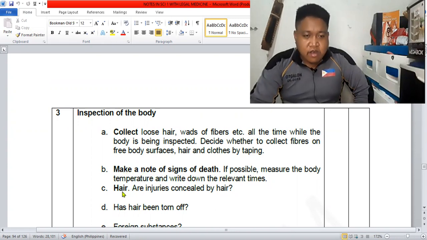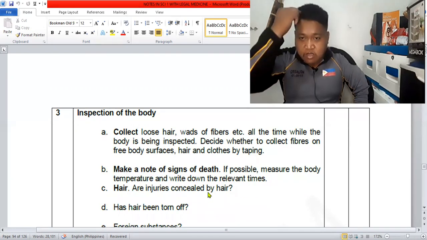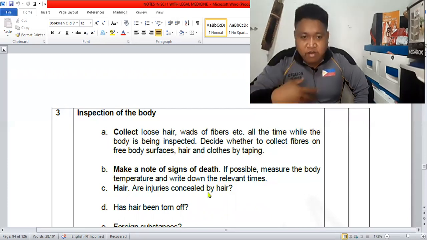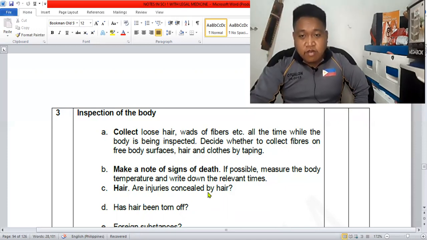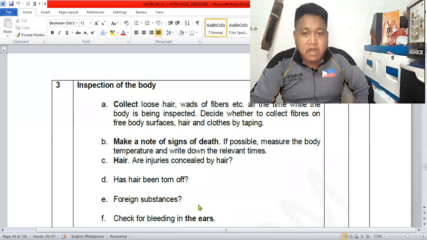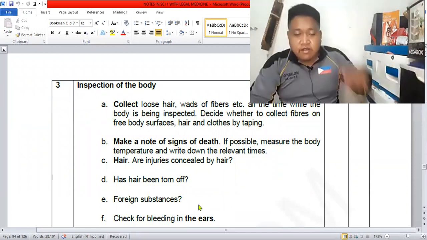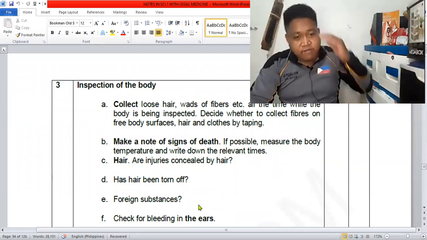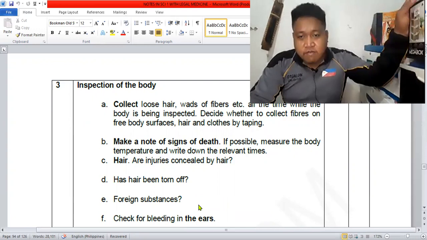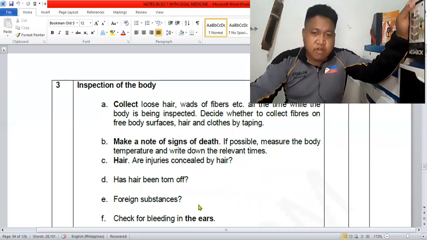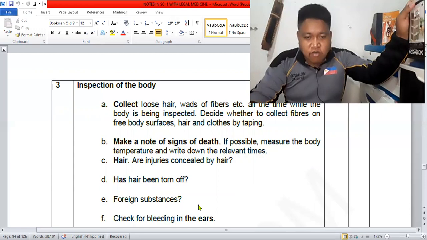Okay? Hair. Are injuries concealed by hair? So you have to check the hair inside, whatever part of the body that has hair, but commonly it is on the head. You have to check inside. Baka hindi mo pala alam, there are injuries that are being concealed by the hair. Pero pag kalbo, no need to find a hair. So has hair been torn off? Yan. Yan ba ay napuwersa? Alam mo naman pag napuwersa yan or sadyang nahulog yan.